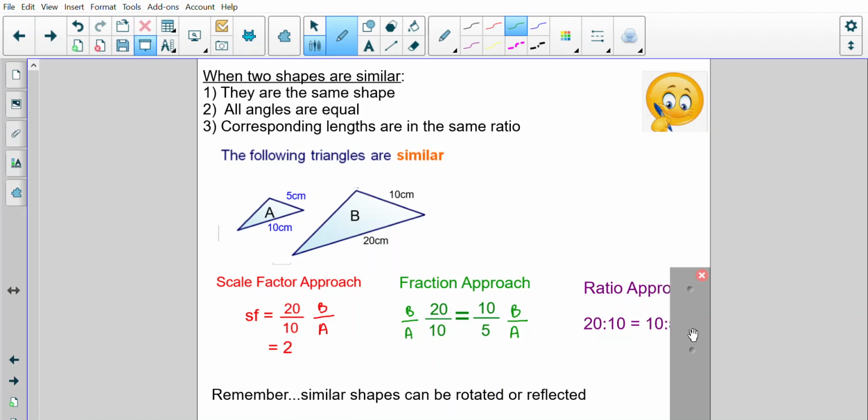Another approach which we can sometimes use is the ratio approach. So in the ratio approach, we put the ratio of sides equal to each other. So I have the ratio of a length in B to a length in A equal to the ratio of another length in B to the corresponding length in A. The other thing we have to remember about similar shapes is that they can be rotated or reflected.